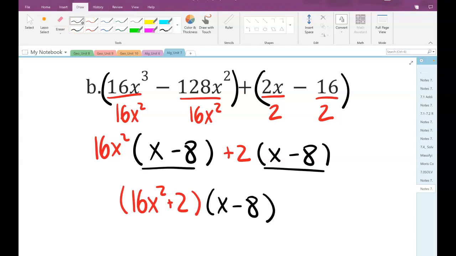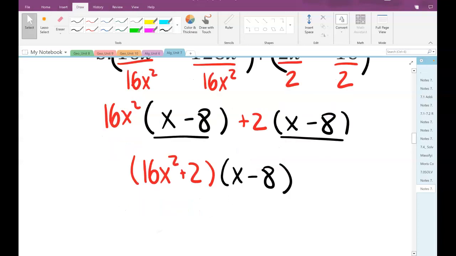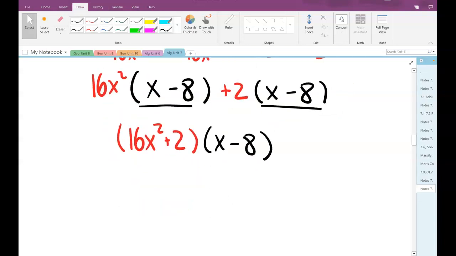All right, so now we got to stop. In this parentheses here, 16 and 2, that has a common factor of 2. So this parenthesis isn't fully factored yet. This one is, because the greatest common factor of x and 8 is 1. But here we can factor out another 2.